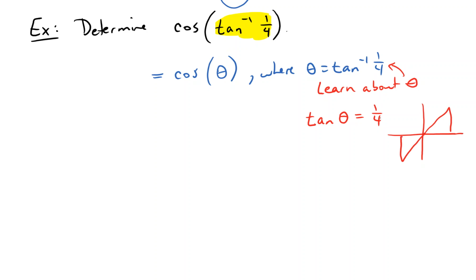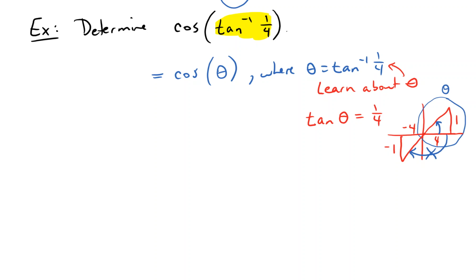Tangent is vertical over horizontal, so my vertical side would be 1. My horizontal side would be 4. Okay? Now in quadrant 1, they're both positive. 4 goes to the right and 1 goes up. But in quadrant 3, they're both negative because 4 goes left and 1 goes down. So I've got to figure out which of these two angles is theta. So this angle involves that much rotation, whereas the bottom angle requires that much. So we're going to choose this to be angle theta, whatever that may be.